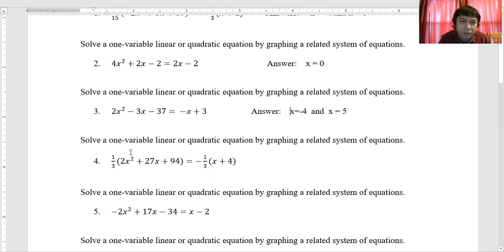Here is number 4. So just read the problem first, and then the given is 1/3 times the quantity 2x squared plus 27x plus 94 is equal to negative 1/3 times the quantity x plus 4. Okay, I'm talking about this part here. I'm about to copy and paste to the graphing calculator, so that you'll be able to learn how to use that graphing calculator. All right, so copy and paste. That's for number 4. Then you proceed to the other screen.